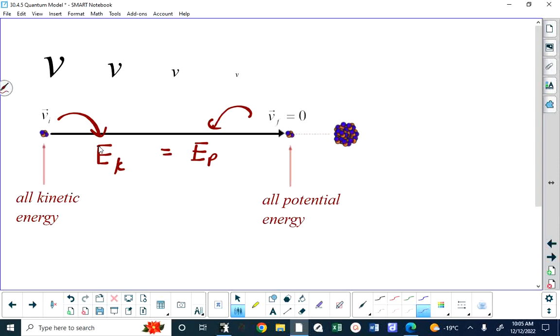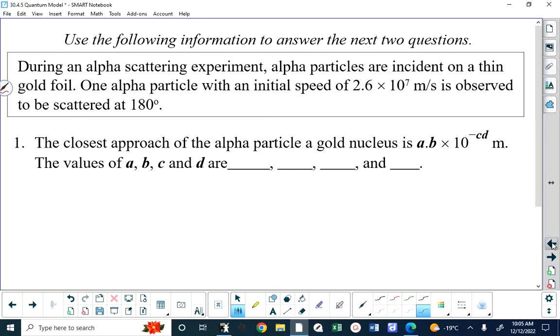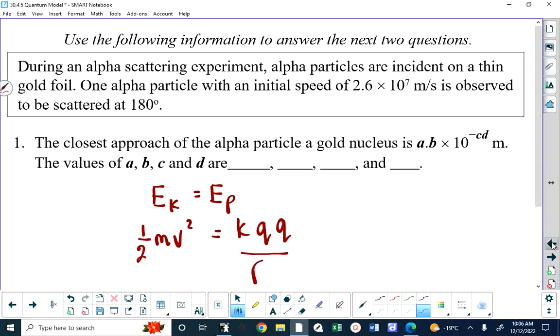This is a big picture item, or big picture problem. Let's take a look at what the question is asking. How close does the alpha particle get to the nucleus? Well, if the potential energy at closest approach is equal to the kinetic energy far out, then this 1/2 mv squared will be equal to kqq over r. That's that new formula. And this is the formula we can use to find r.